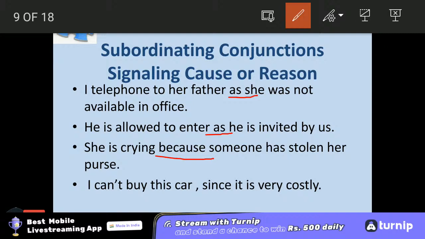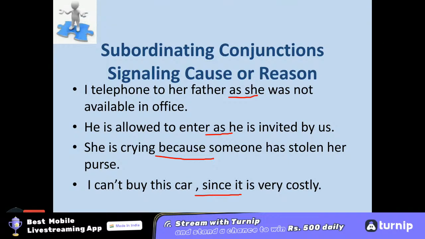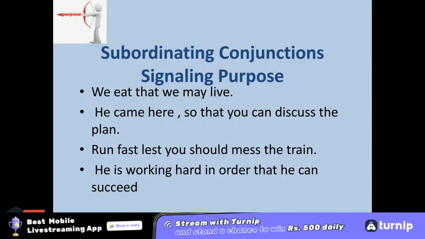I can't buy this car since it is very costly. So these are the reasons, and in the case of reasons, we use a conjunction such as as, because, or since. And in every case, you can see that one part of the sentence is dependent upon the other. And in these cases, we use subordinating conjunctions. Moving ahead to the next one: subordinating conjunctions showing cause or reason.